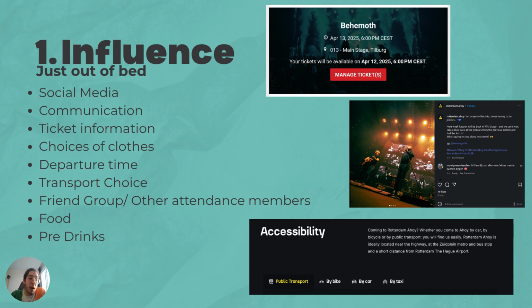Of course, you might influence your client's choice of clothes. Maybe if the event is themed, they want to dress like Shrek for Shrek Rave, or maybe put something on that's appropriate to the genre style.